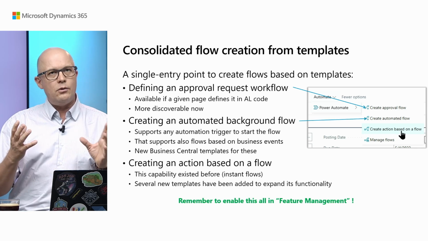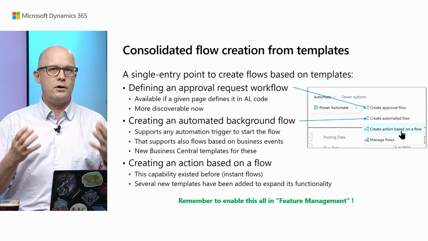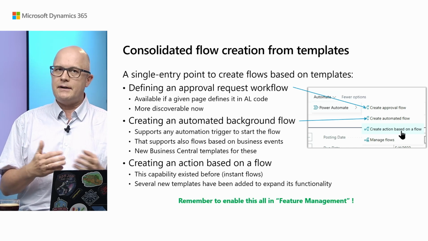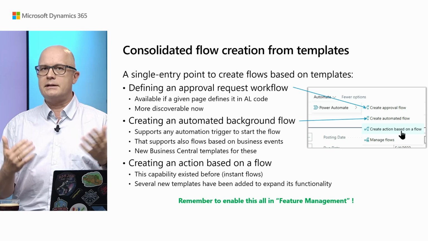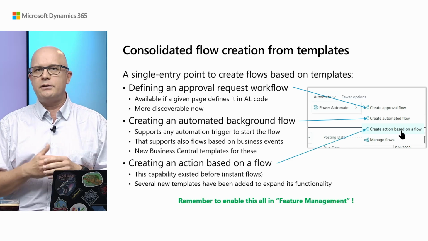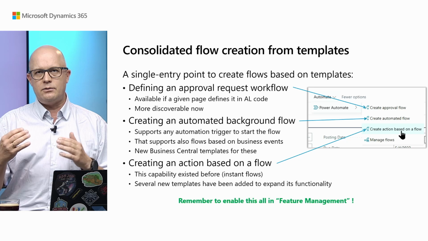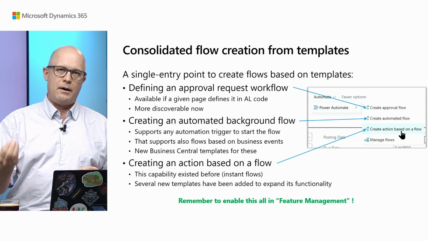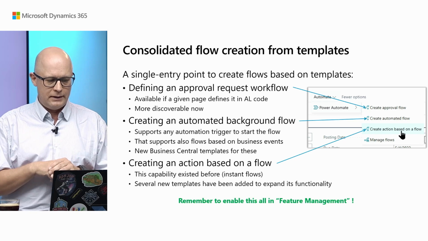You will also see a new entry point, a new action, allowing you to create automated flows, those flows that run in the background and are able to react to various events. That might be business events coming from Business Central, but it might also be events coming from outside, like, for instance, an email that you have received. And then the third option is something that you are familiar with, but we changed the name a little bit to make it easy to understand that this creates an action in the Business Central action bar that starts a Power Automate flow and can automate something that you need to automate in Business Central.